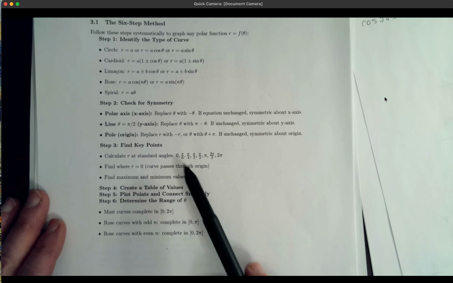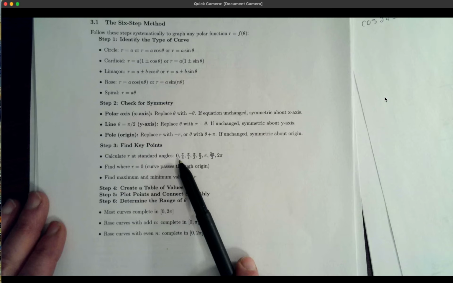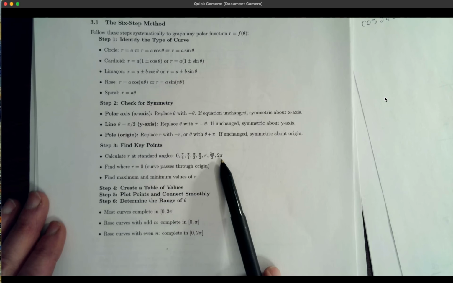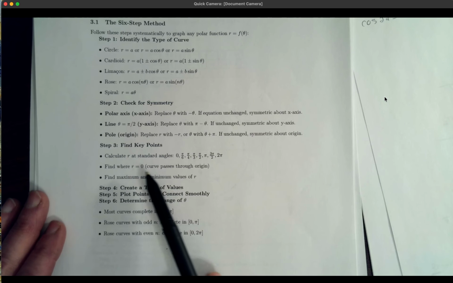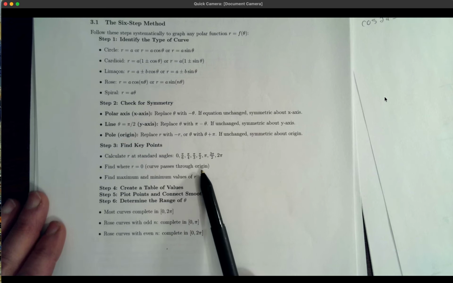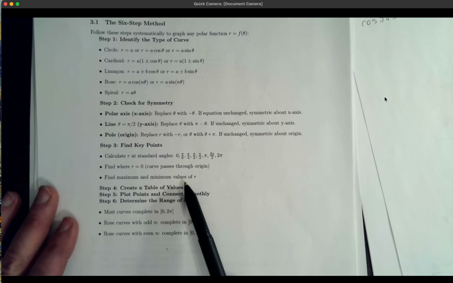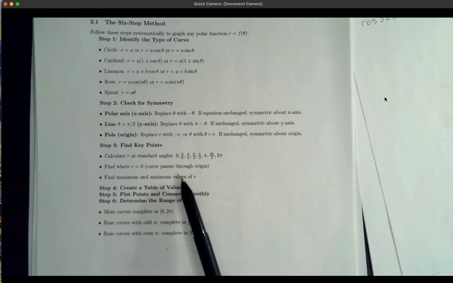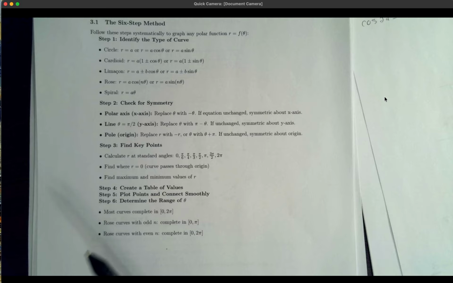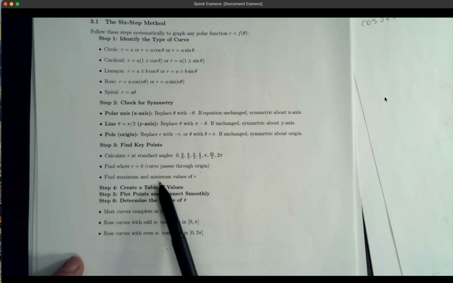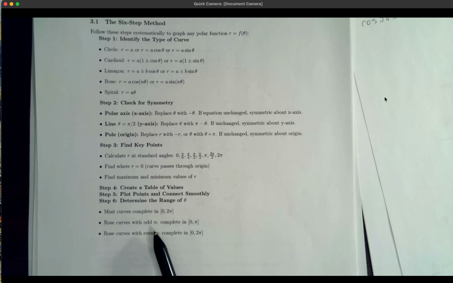Find the key points. I think we know this already. Plug in the nice simple angles. Find where r is 0. That's where the curve passes through the origin. Find the max and minimum values of r. You'd have to maximize a calculus function in theta and see what the biggest and smallest values of r are. All right, create a table of values. We've done that. Plot the points and connect smoothly. Determine the range of theta. Most curves complete in 0 to 2 pi, but some complete a little earlier.